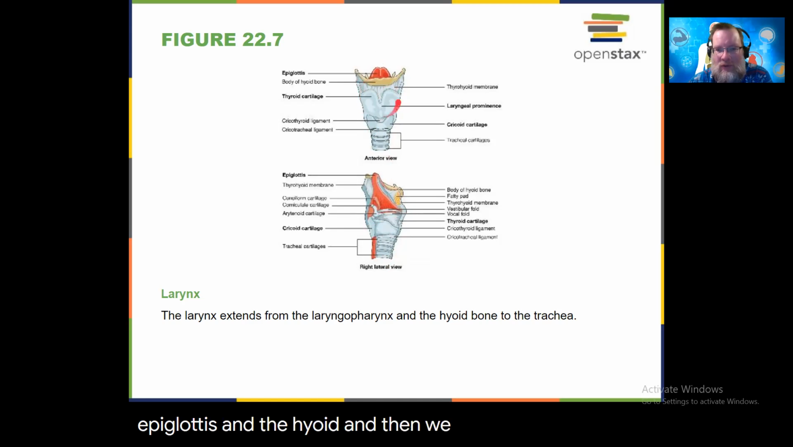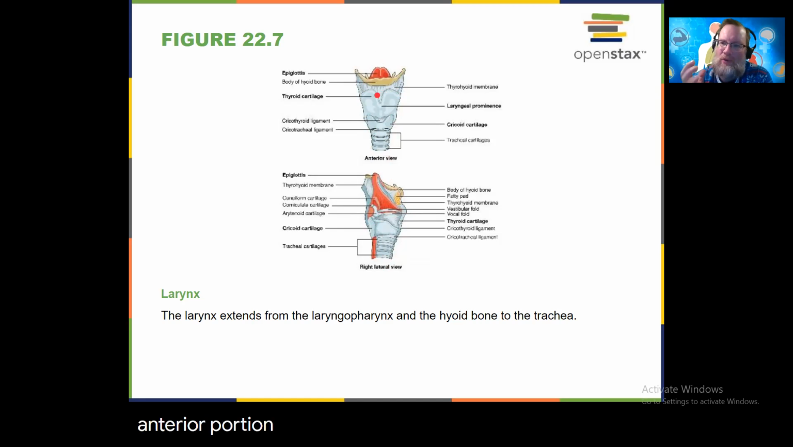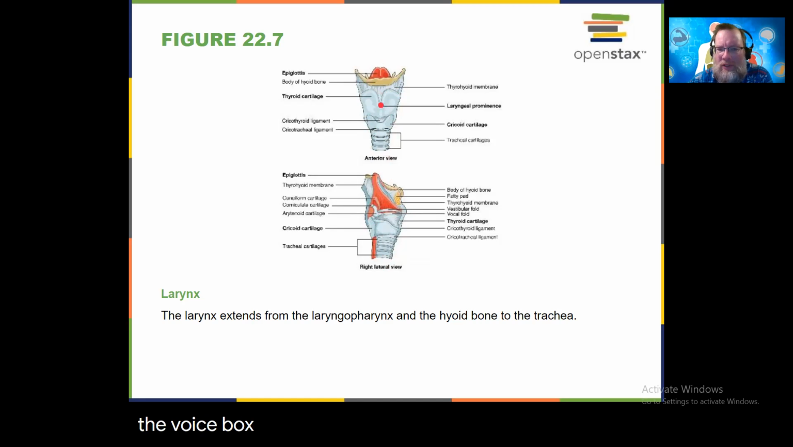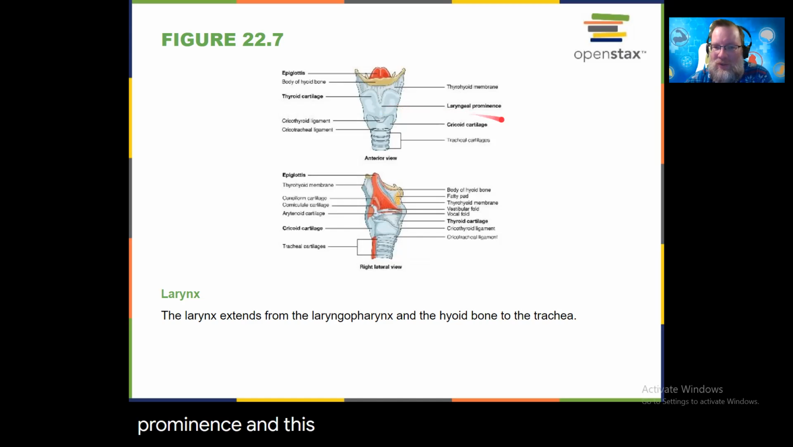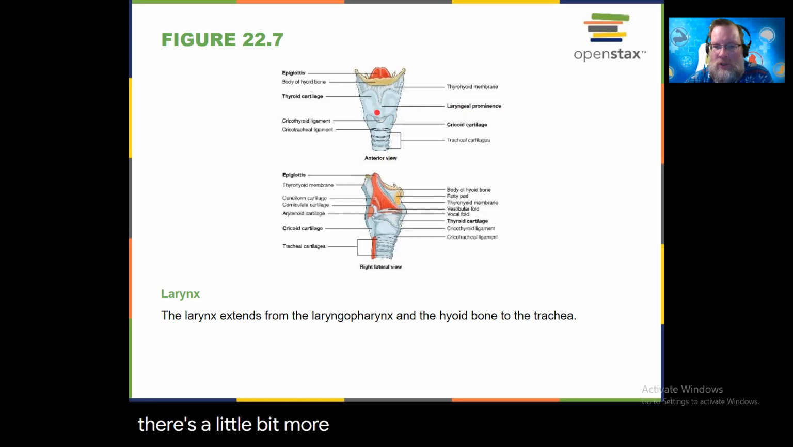And then we have what's called the thyroid cartilage. Thyroid cartilage, the thyroid's in the throat, the anterior portion of the throat, and it wraps around the larynx, or the voice box. We have what's called the laryngeal prominence, and this is also known as the Adam's apple. So we tend to see thicker folds of the voice box and the vocal cords and the vocal folds in males than females. So there's a little bit more of a laryngeal prominence.